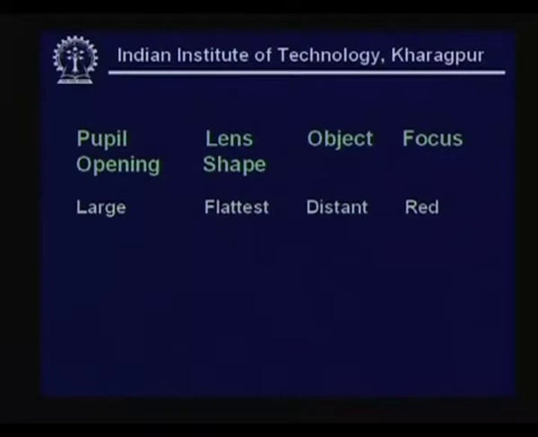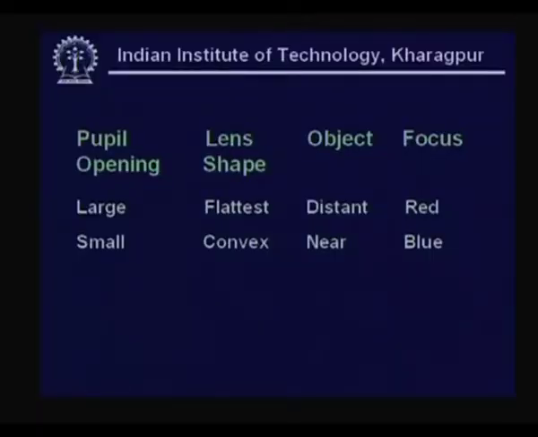So, these abilities bearing in mind, one could once again have a look at how our eye functions. The first row talks about how the pupil opening becomes very large, and when you are looking at a distant object, it becomes easy by virtue of the distance involved because of the large wavelength for red color. It is easy to focus to red, and in trying to do this, when the pupil opening becomes very large, the lens becomes very flat. The shape of the lens is flattest.